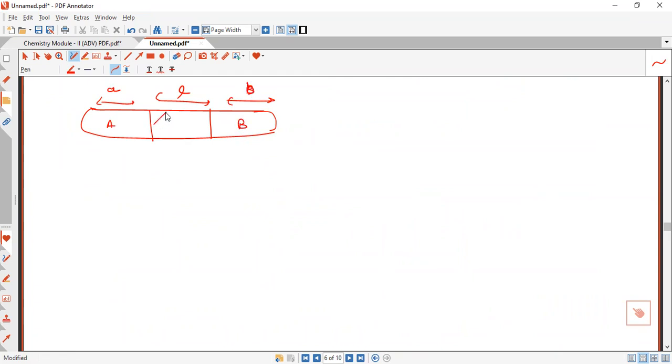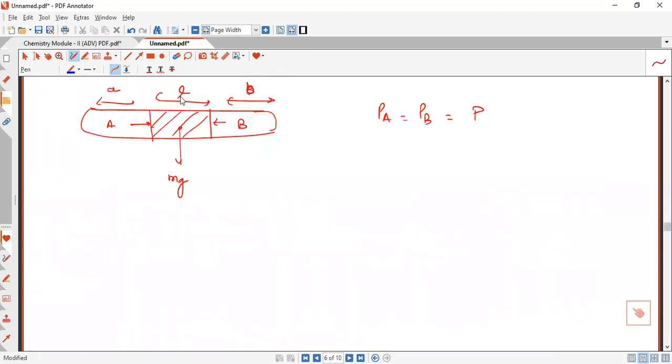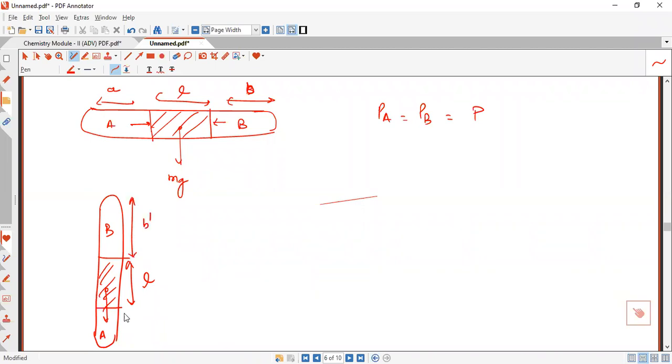These are the two gases. Okay, the pressure of this mercury in the horizontal position, the downward mg will act, so it will become equal to PV. A is equals to PV, which is nothing but A mm and B mm in length, the common pressure. Okay, in vertical position the lengths become respectively A dash and B dash. So let's say we are going to put it like this. Let's say this is L and this is your mercury, due to which mg acts downward, so the pressure will change due to mg, right. And let's say this is B gas over here, this is A gas, it is going to be B dash, this is A dash.